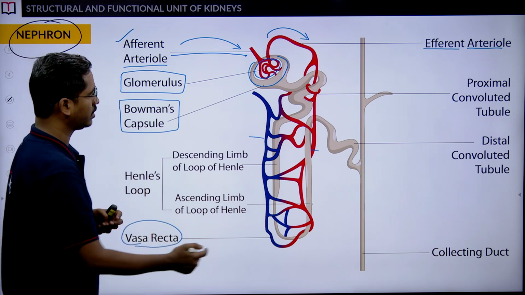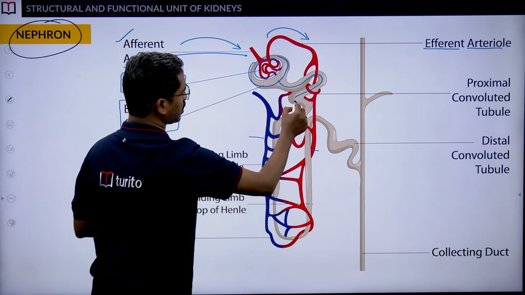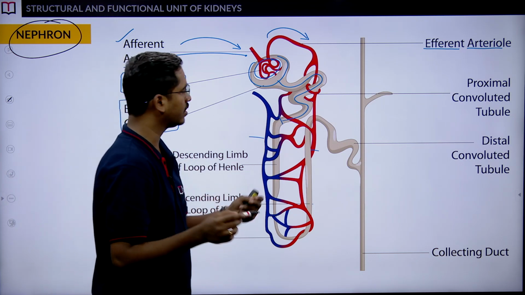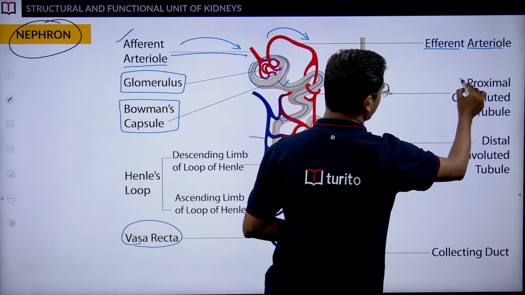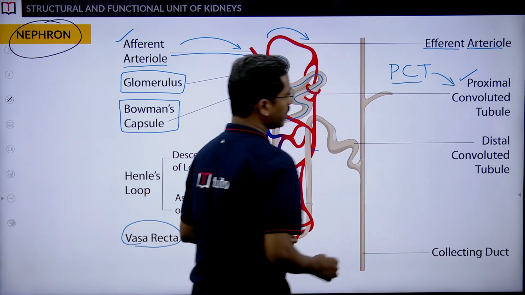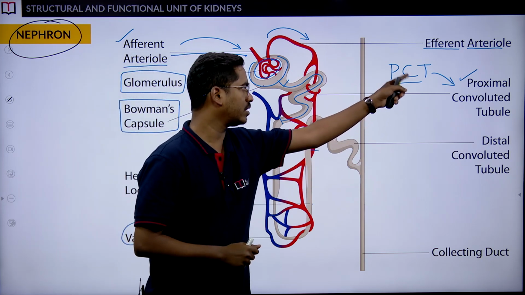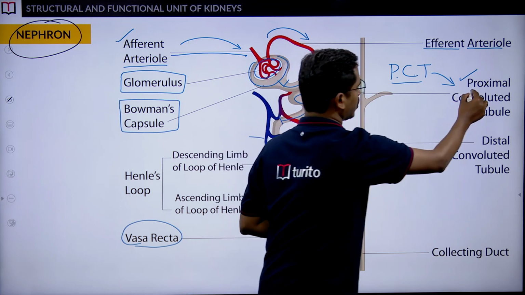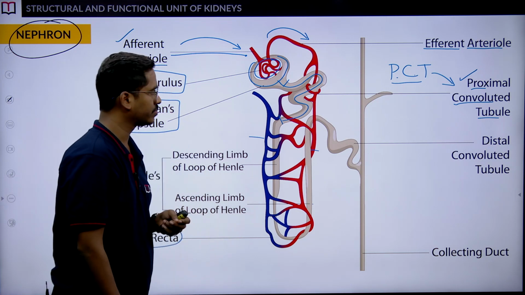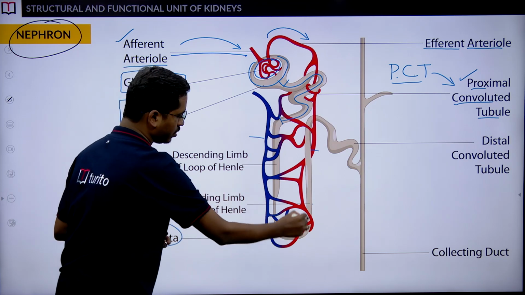Fine. So, here you see there is a limb. From the Bowman's capsule there is a structure coming out, and till here we call that structure the PCT. This is the proximal convoluted tubule. If someone asks you to expand the abbreviation PCT, you say it is proximal convoluted tubule, because this is quite close to the capsule.